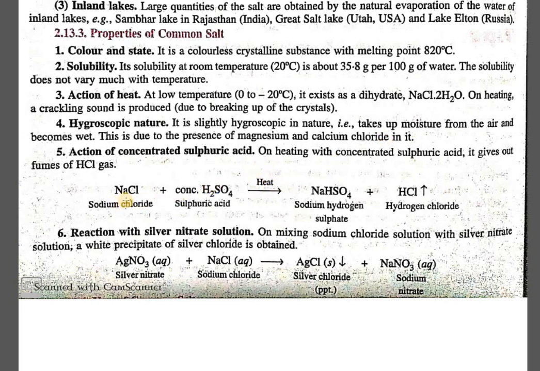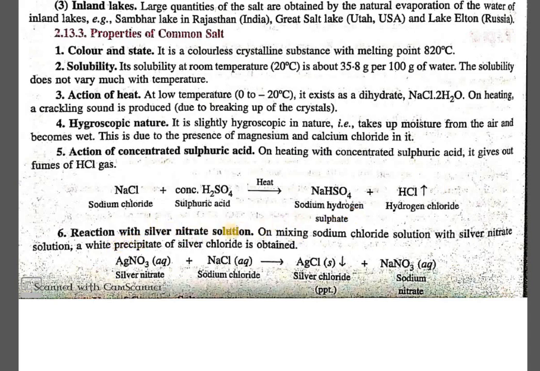Now, what happens if we add concentrated sulfuric acid onto sodium chloride and then heat it? Upon heating, it will give out fumes of hydrogen chloride, which is HCl gas, and along with that there will be formation of sodium hydrogen sulfate. If you observe carefully here, there is a kind of double displacement reaction which is happening, between sodium chloride and concentrated sulfuric acid.